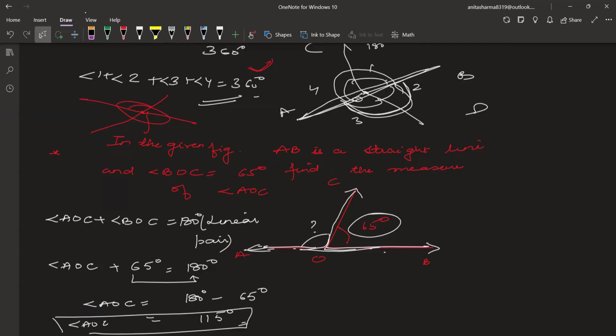See here, actually we were doing linear pair. Linear pair means, see, angle AOC and angle BOC, these are adjacent angles. Why? Because they have a common vertex O. Clear, beta?